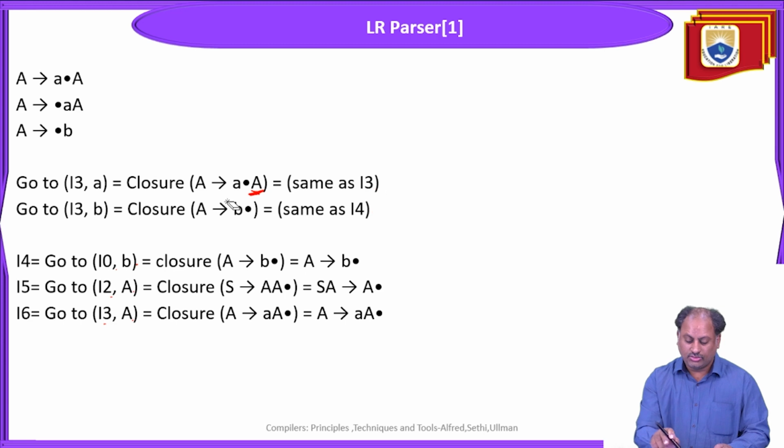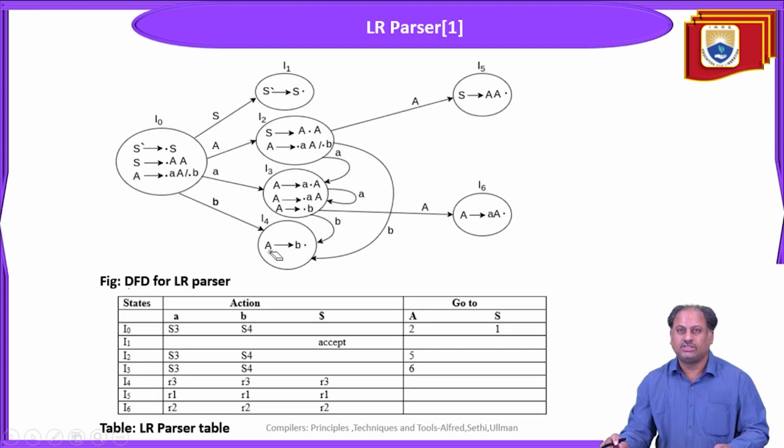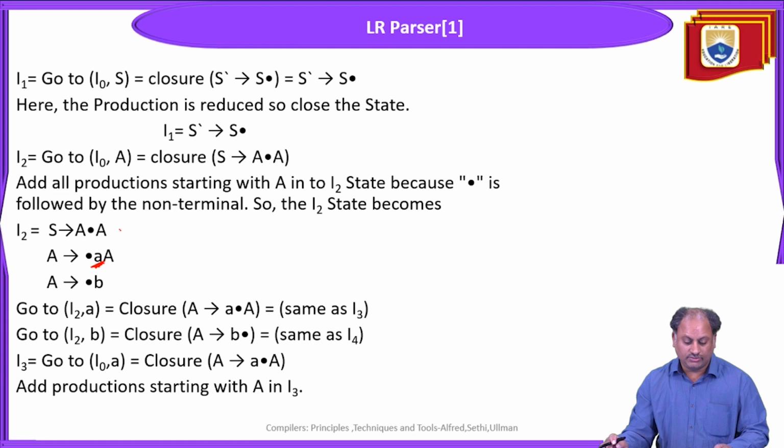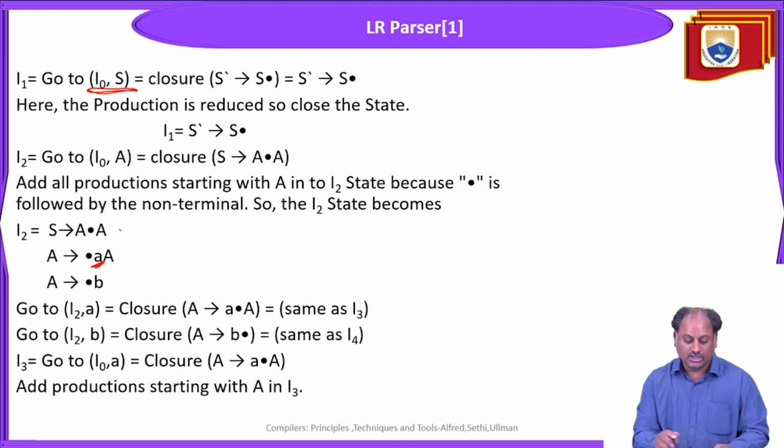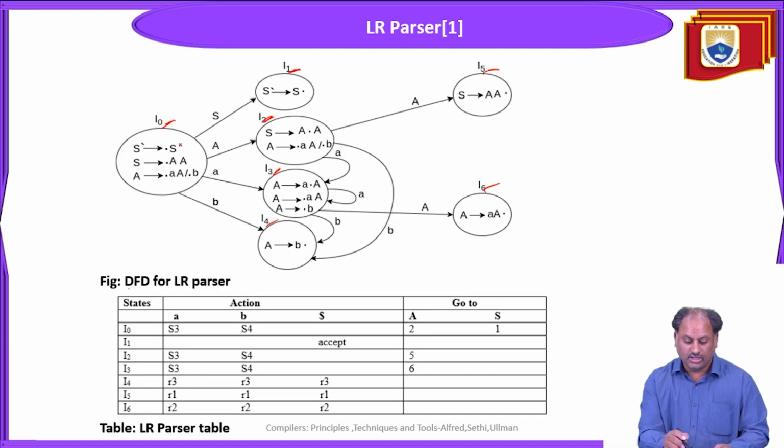And then we have to write all the canonical collections here like this, and then we construct I0, I1, I2, I3, I4, I5, I6. So first, initially, I0 with S. What is the production which we are getting? What are the productions which we are getting? I0 with S, and I1, I0 with A. So that is to be written here. I0 with S, what are the productions?